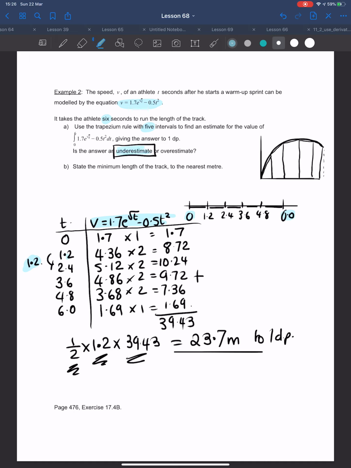That was by looking at the picture. I didn't really know that picture off the top of my head. But once I'd seen it, I could see it was an underestimate. And so basically, because it's the length, these are metres per second and these are seconds. Yeah. So the area is the length, because metres per second times seconds is metres. Okay, so the area gives us the length.